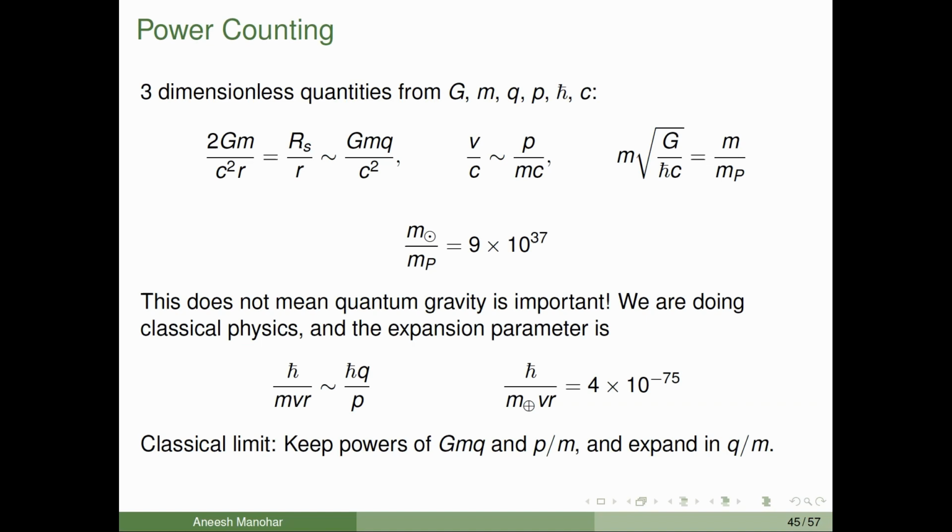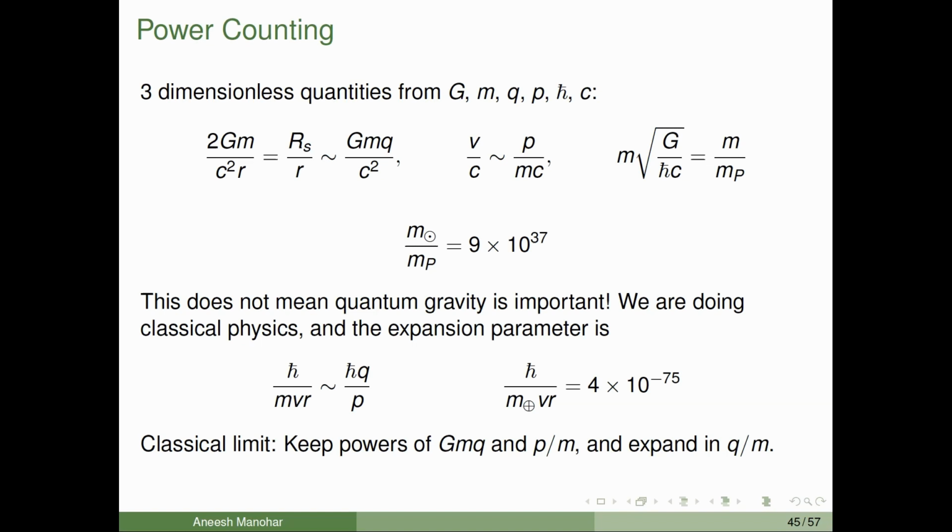Remember that Bohr started with the hydrogen atom and semi-classical quantization by looking at orbits with angular momentum n h bar, and in hydrogen, n starts at small numbers. Here, we're looking at the limit of very high quantum numbers, where the angular momentum is 10 to the 75 units of h bar.